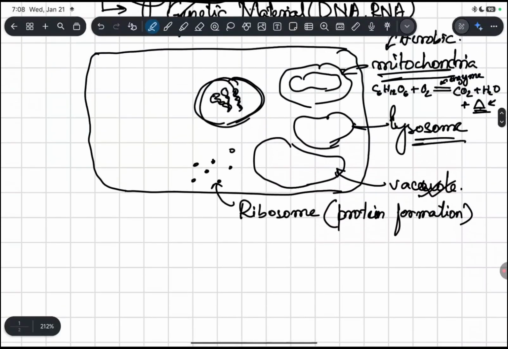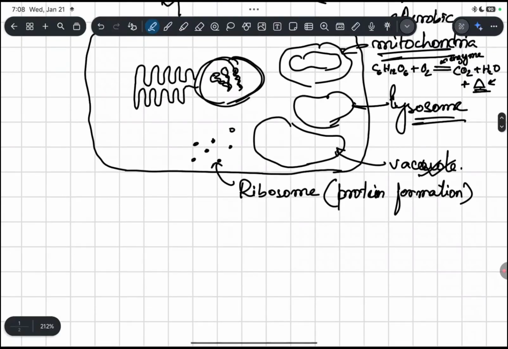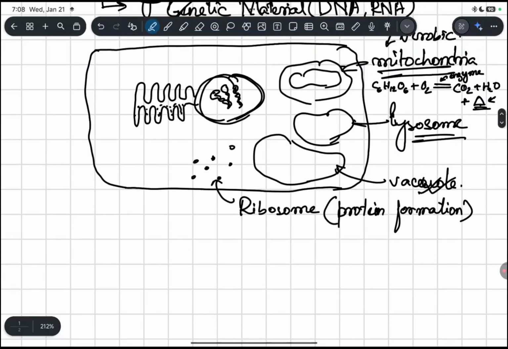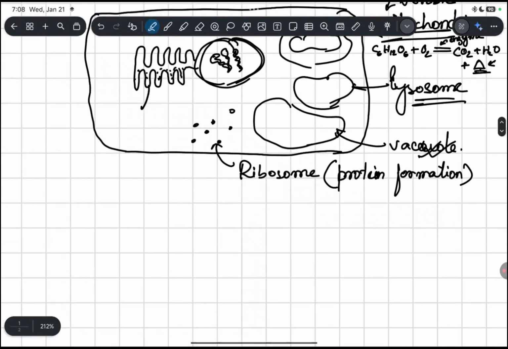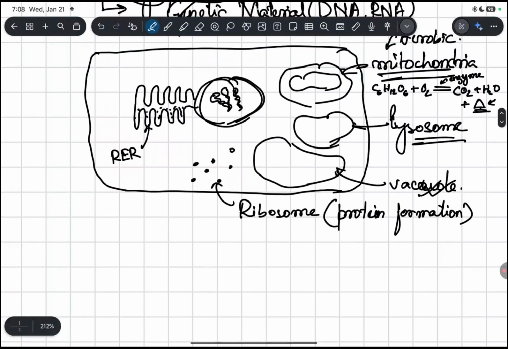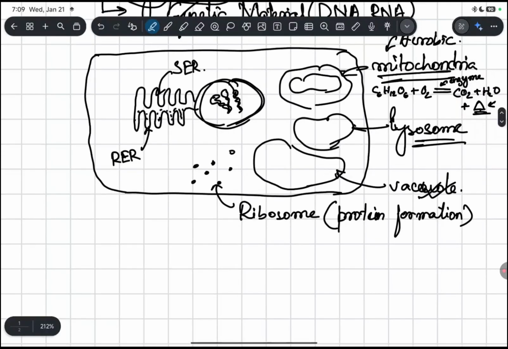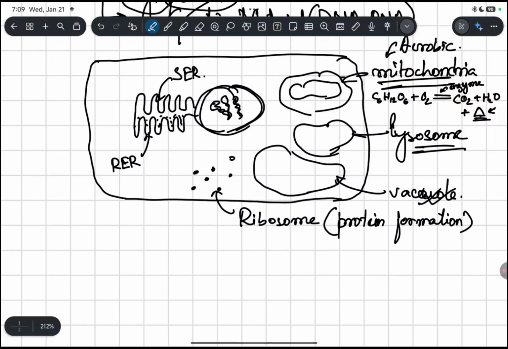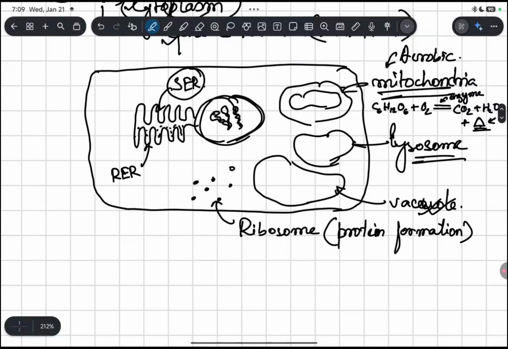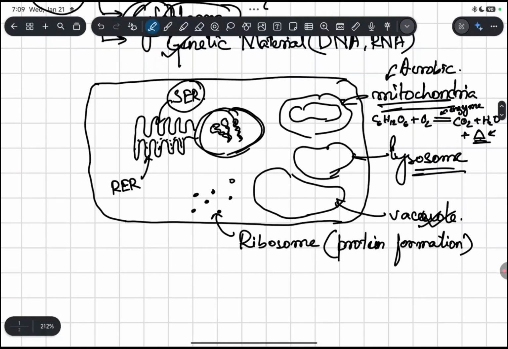Then we have these structures which are known as endoplasmic reticulum. When ribosomes get stuck to the lower portion of this endoplasmic reticulum, we call this rough endoplasmic reticulum, and the smoother surface where ribosomes are not present is smooth endoplasmic reticulum. The function of endoplasmic reticulum is transportation. The rough endoplasmic reticulum helps in transportation of proteins, whereas the smooth endoplasmic reticulum transports lipids and fats.